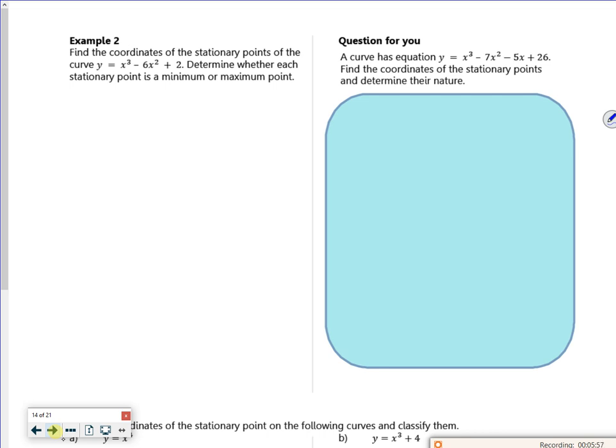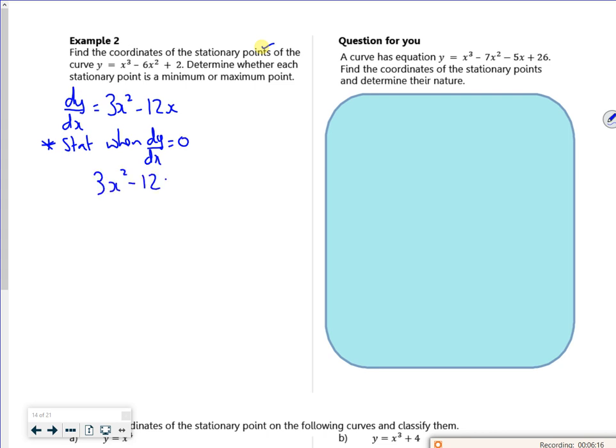It says find the coordinates of the stationary points. So I'm going to differentiate it. That's 3x squared minus 12x. I know that it's stationary when dy by dx is equal to 0. So I know that 3x squared minus 12x is equal to 0. I can put that into poly, and it'll give me x is 0 and x is 4.